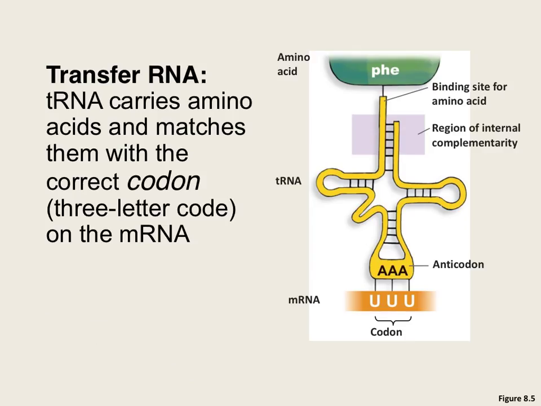So this is the transfer RNA. As the mRNA is being read by the ribosome, these RNAs with the amino acid attached to them are then run through and strung together based on that code. So the codon, in this case, is UUU. And then the anticodon is AAA, because we've substituted U for T.